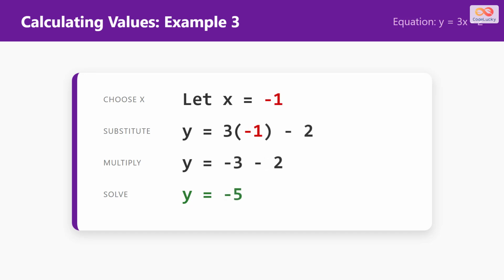It is also important to test negative numbers. Let x equal -1. 3 times -1 is -3. Be careful here. -3 minus 2 equals -5, so our result is -5.